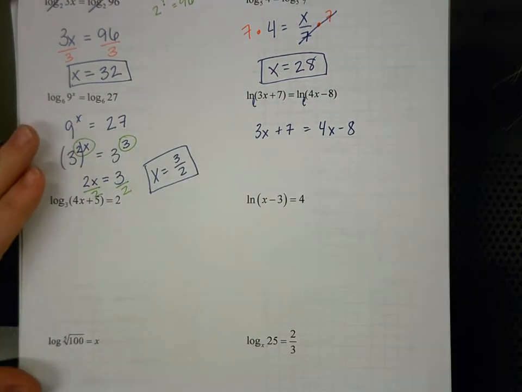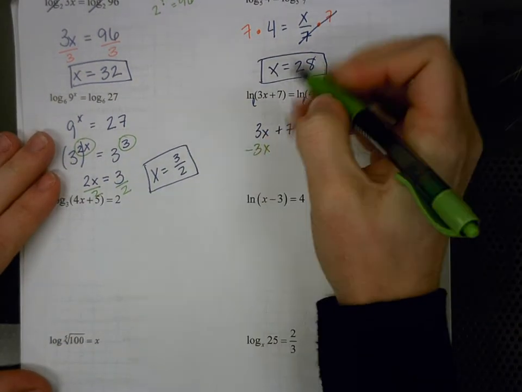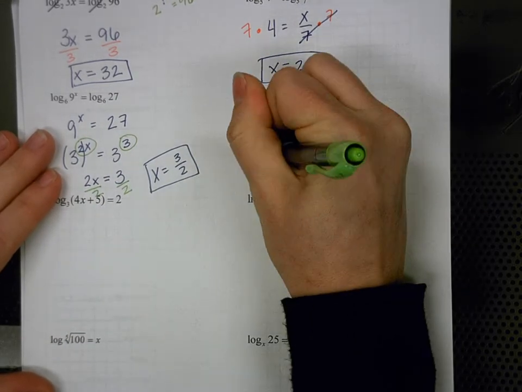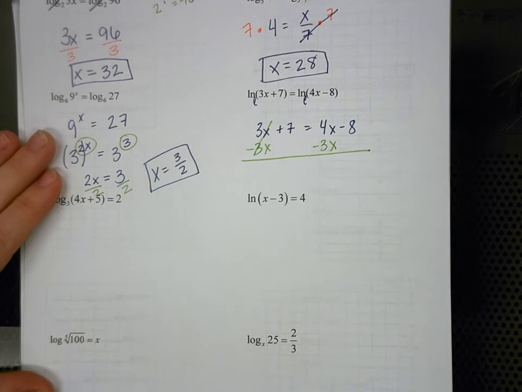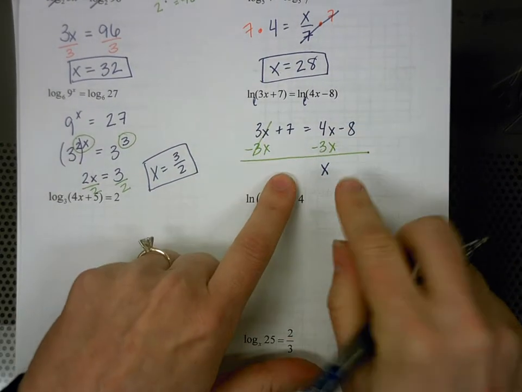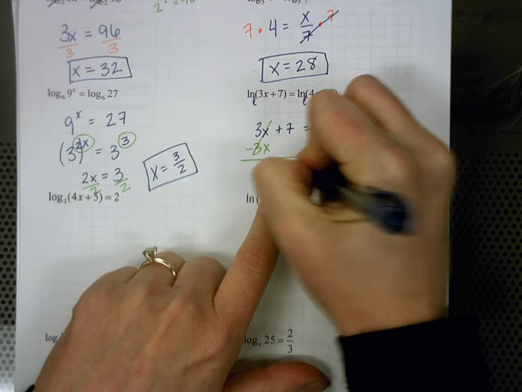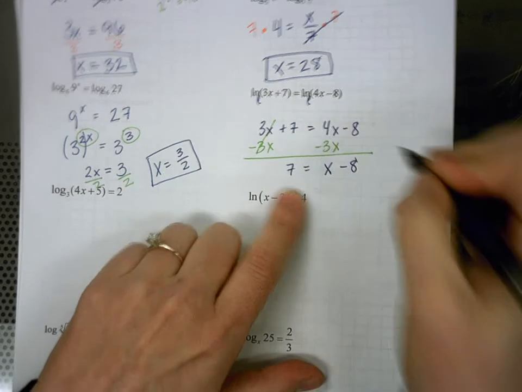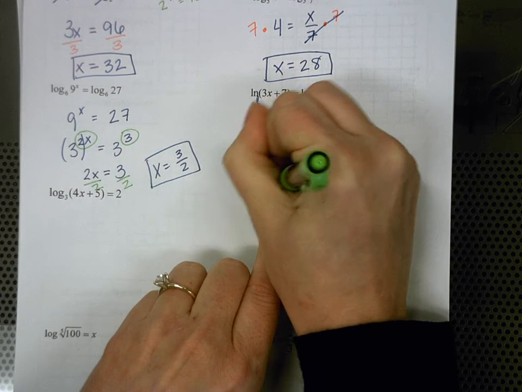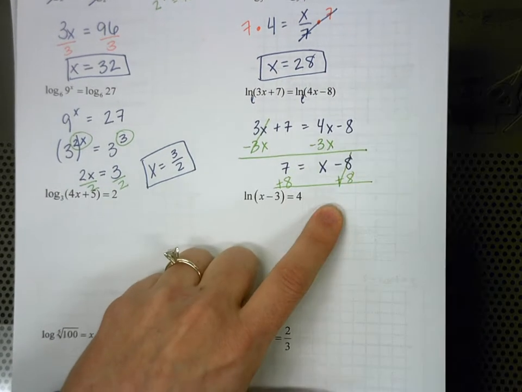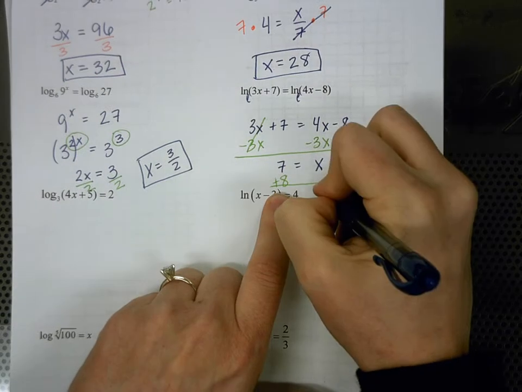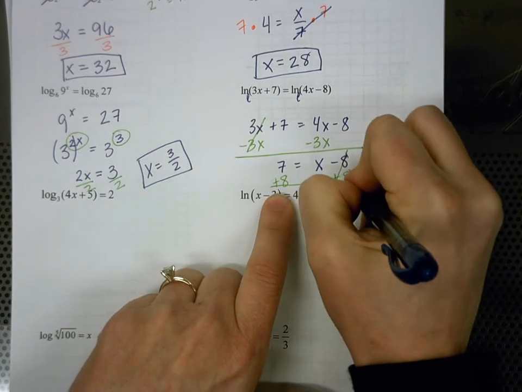Get all of our x's on the same side, so subtract that 3x to the right-hand side. 3x minus 3x is 0. 4x minus 3x is x. Now you can bring everything else down. And then add 8 to the other side. You could have done that at the same time. Negative 8 plus 8 is 0. 7 plus 8 is 15. So x equals 15.